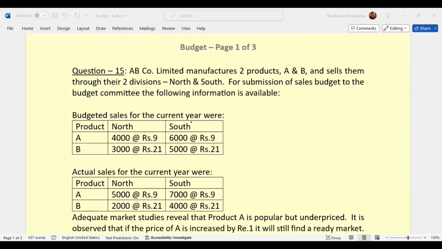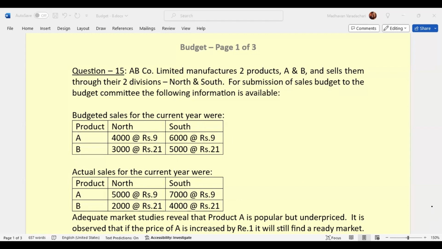Budgeted sales for the current year were given for products A and B: for North, the quantity they can sell and the price; similarly for South, the quantity and the price for both the products. Actual sales for the current year were product A 5,000 at 9 rupees and product B 7,000 at 9 rupees. You may notice that there is a 1,000 increase in the quantity for A, whereas the price is the same. Here, there is a 1,000 decrease in the quantity for product B, price is the same.